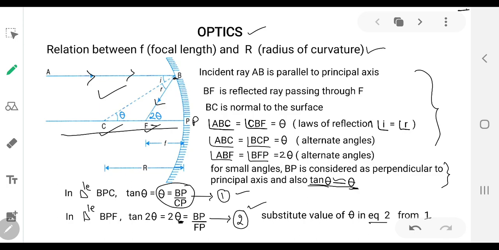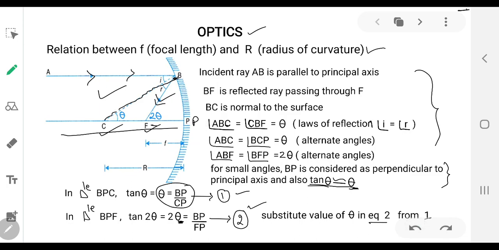You will draw it automatically. Then the second key point is you have to mark the angles I and R. This is the second key point. To mark I and R, you require the normal. Then automatically you will draw this line to mark I and R. And this is how your ray diagram is completed.